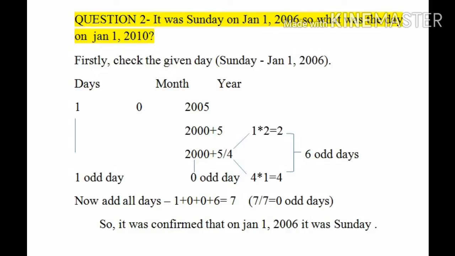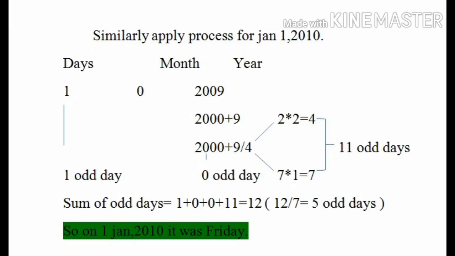Now we add all the days and we get the sum of 7. Now this 7 is divided by 7 and we get 0 odd days. That's why it is confirmed that on Jan 1 2006 it was Sunday. So now we go for the further process, which is checking for the date Jan 1 2010. Now day is 1, month is 0 and year is 2009.